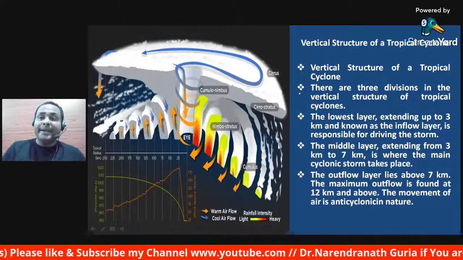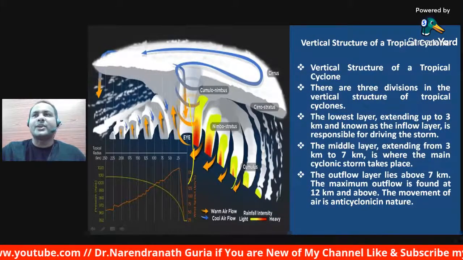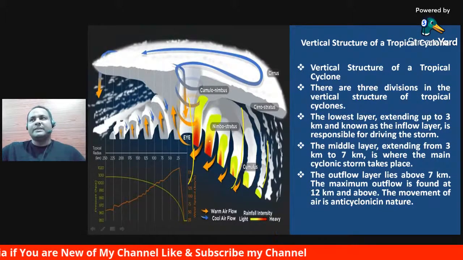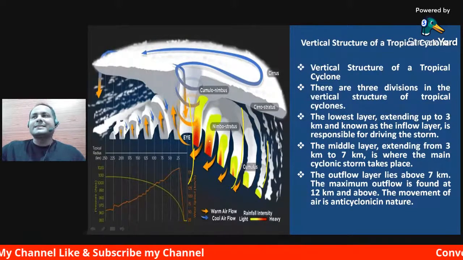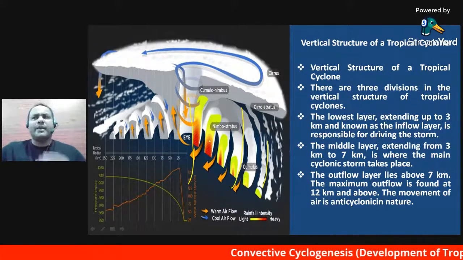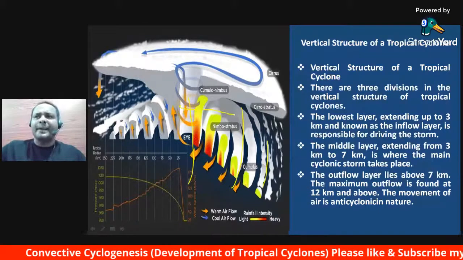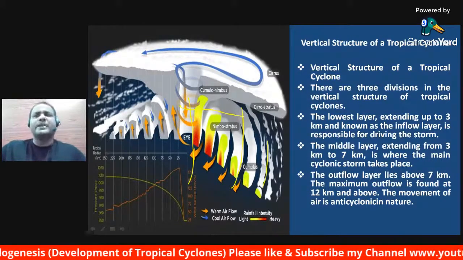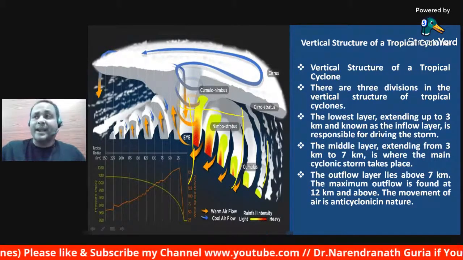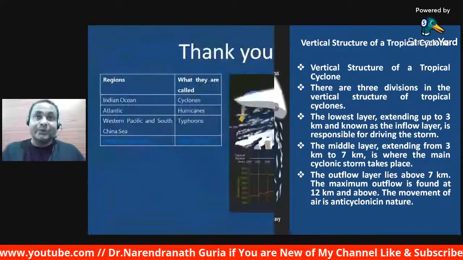Very interesting. Basically, there are three divisions in the vertical structure of the cyclone. The lowest layer, extending up to 3 km, is known as the inflow layer and is responsible for driving the storm. The middle layer extends from 3 km to 7 km and is where the main cyclonic storm takes place, and the outflow layer lies above 7 km with maximum outflow. It is very interesting, and this is today's lecture.